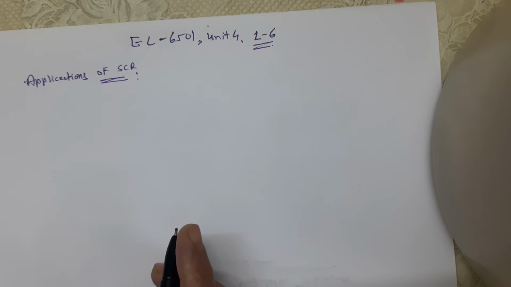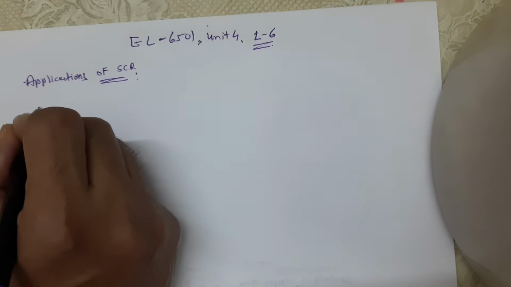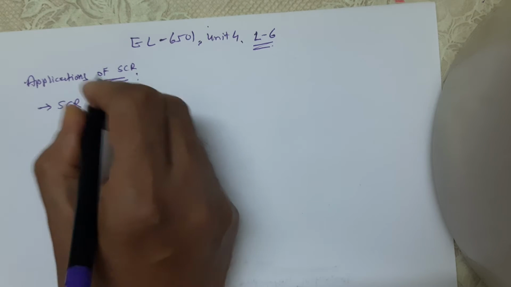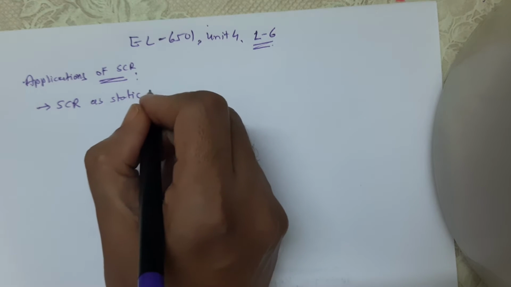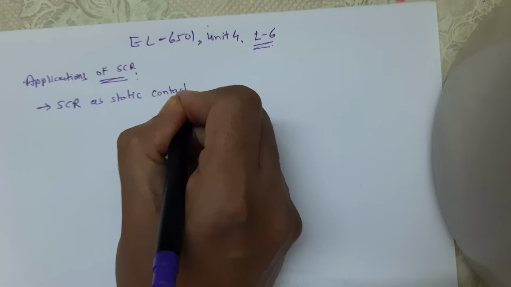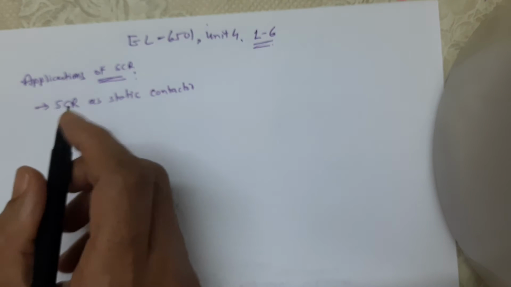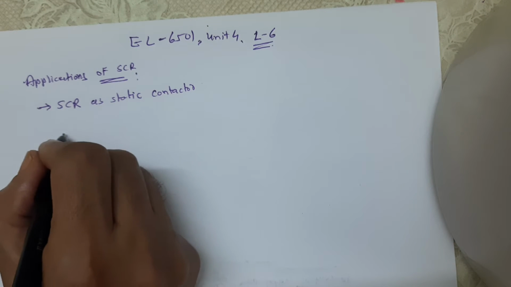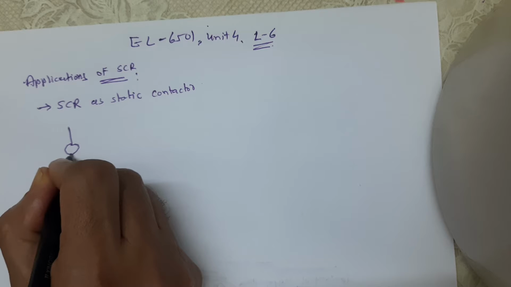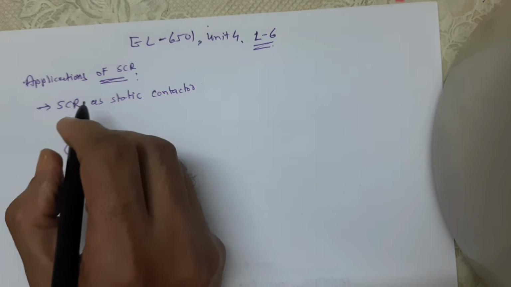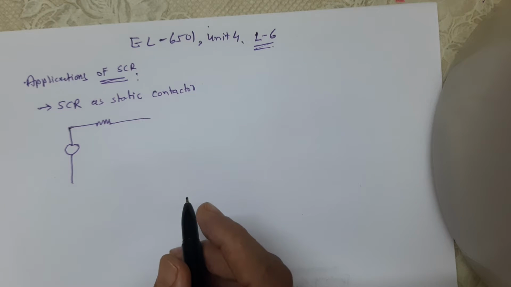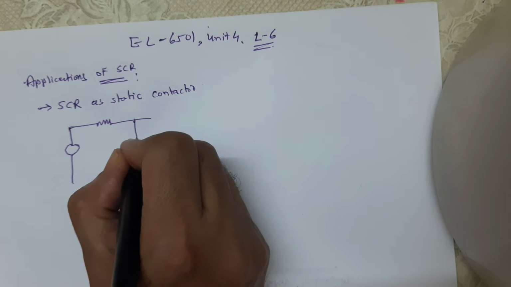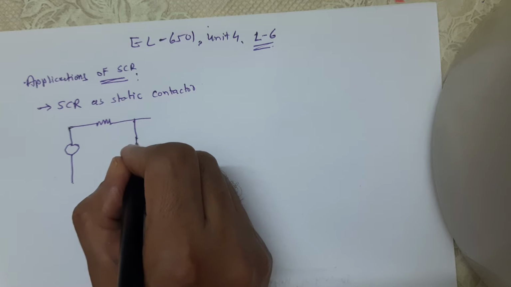The first one is the SCR as a static contactor. For this, draw the circuit diagram. This is your AC source, then RL, this is your load RL, then the first SCR1.